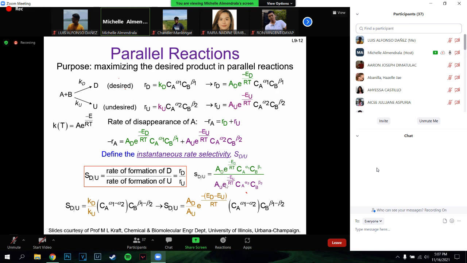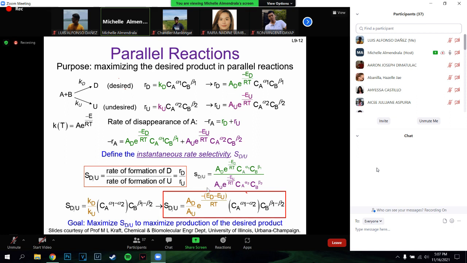So you can group them so that you can arrange the powers of CA and CB in a product, and then you have the quotient. The quotient is A1 over A2, times CA to the alpha 1 minus alpha 2, times CB to the beta 1 minus beta 2. Okay, so that's a simplified form. All right, so the goal is to maximize that ratio.